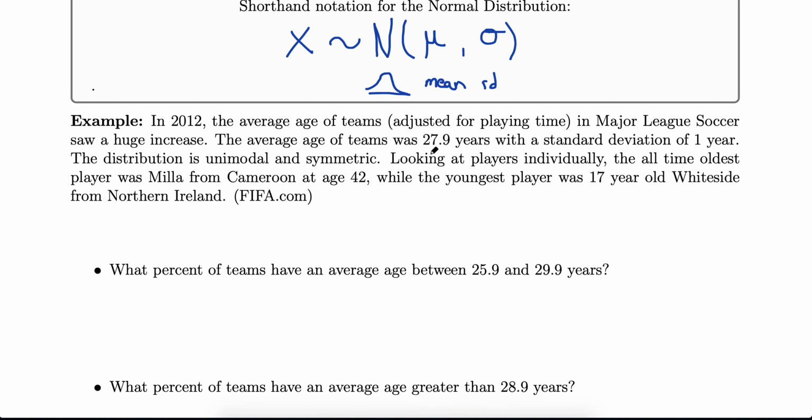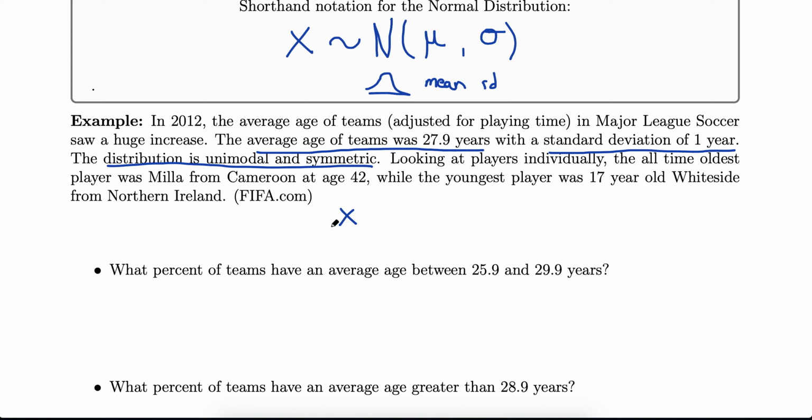In this example, they tell us the average age of Major League Soccer teams adjusted for playing time was 27.9 years with a standard deviation of 1 year. And they also tell us the important information that the distribution is unimodal and symmetric. So we're going to write down that information in our shorthand notation here to be handy later.